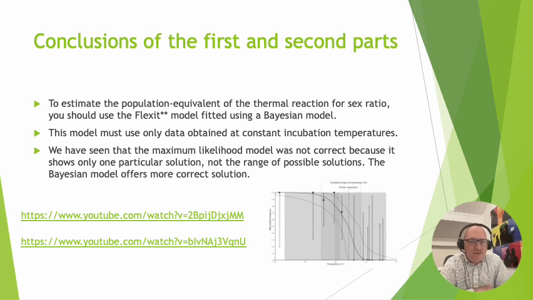The conclusion of the first and second parts was that to estimate the population equivalent of the thermal reaction norm for sex ratio, we should use the flexit double star model fitted using a Bayesian model. This model must use only data obtained at constant incubation temperatures, and we have seen that the maximum likelihood model was not correct because it shows only one particular solution, not the range of possible solutions. The Bayesian model offers a more correct solution.